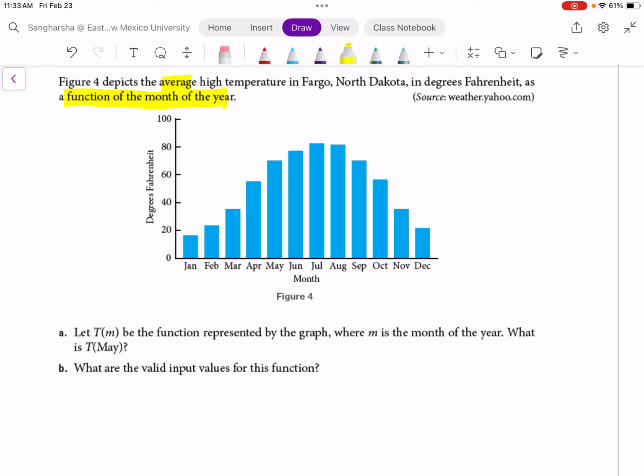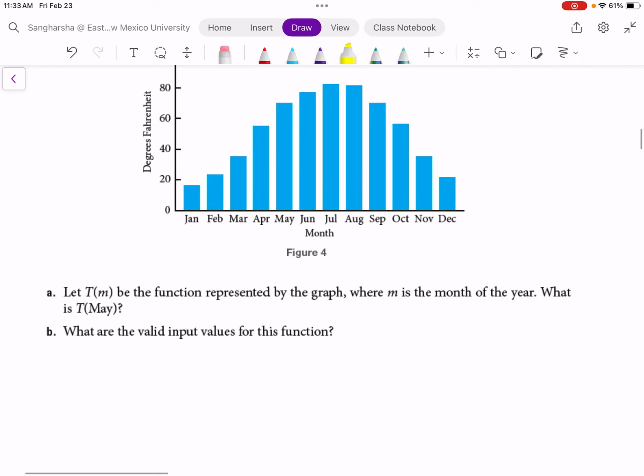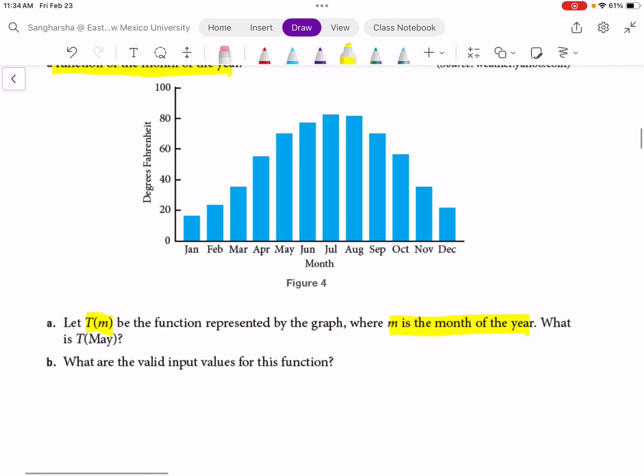What is the input here? So what do we input? Month of the year, that's right. Our function is a function of the month of the year, which means the month is the input. We choose our input month, and we get the output from this bar graph. Now the very first question. Let T of M be the function represented by the graph, so T is a name for a function, and M is the month of the year. So what is T of May?